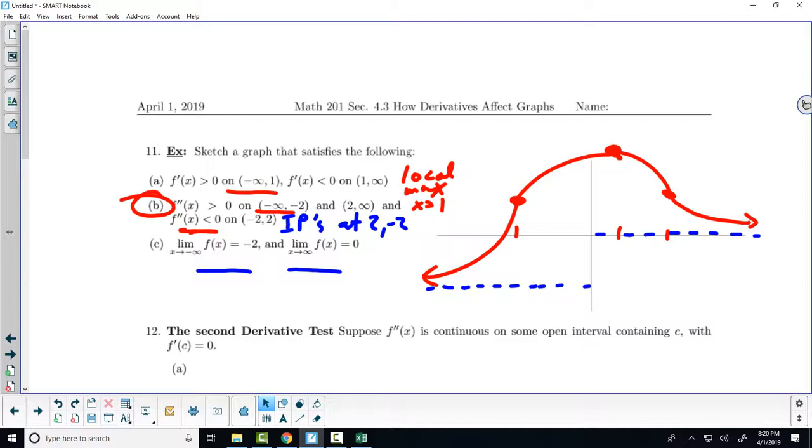Then we start decreasing until we get to here, keep decreasing until we get to here, and then we start increasing. I think that's what the first derivative would look like. Okay. It's a pretty hard one to do. But I think that would be the first derivative of that. Okay, let's keep going, folks.